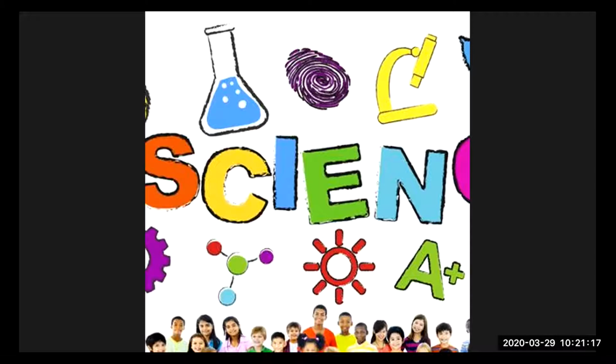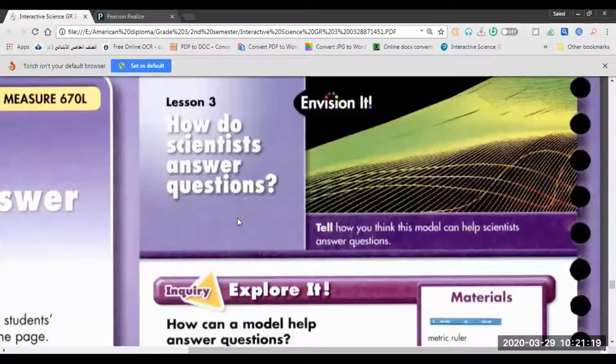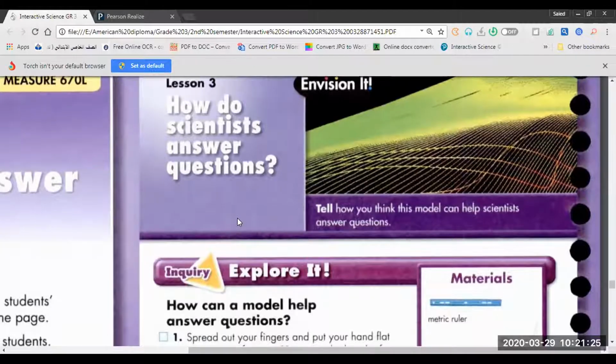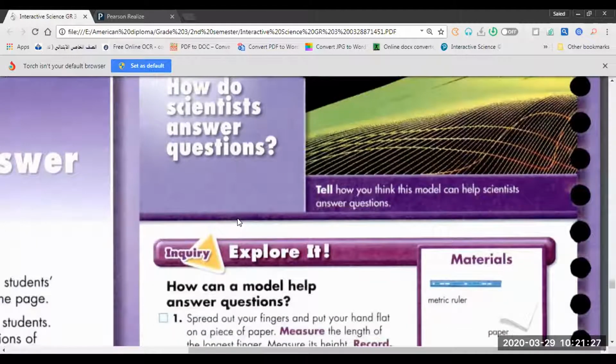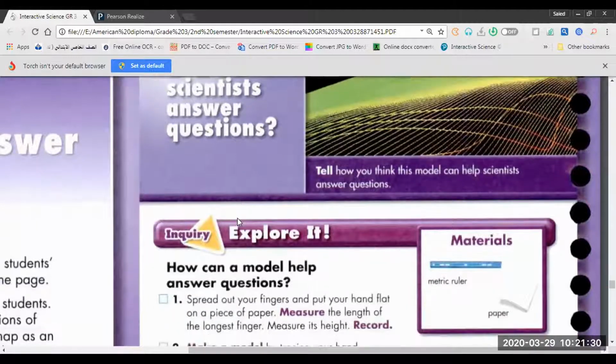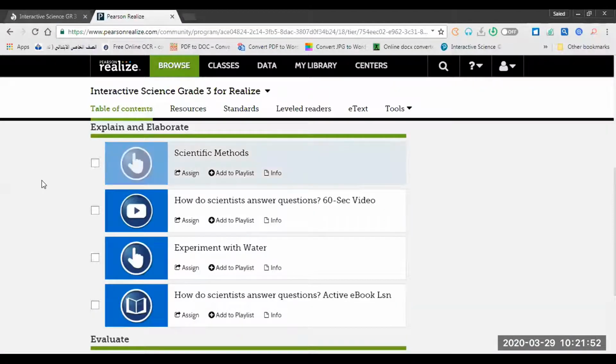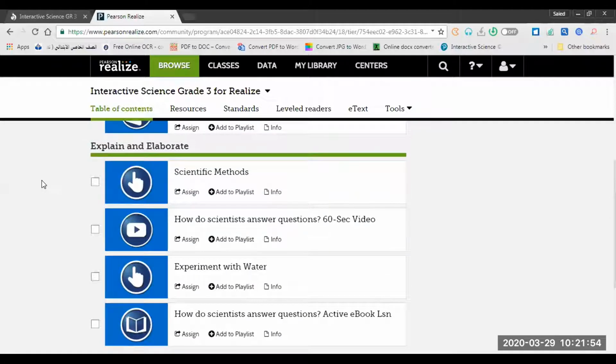How do scientists answer questions? You know that we have to follow this lesson. On this page we have an activity showing how a model can help answer questions. To understand this activity, please watch this video with me and listen carefully to it. That will help you a lot to understand the activity.